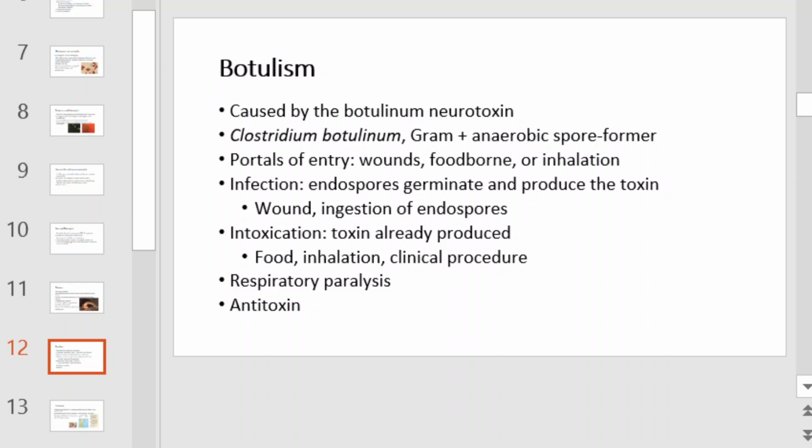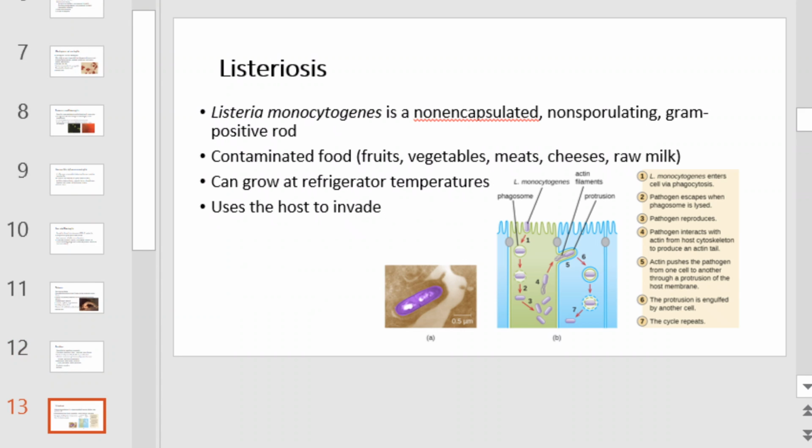Intoxication occurs as the toxin, which was already produced, is inhaled or enters the body through food or some clinical procedure. Botulism can be fatal if respiratory paralysis occurs. There is an antitoxin available.